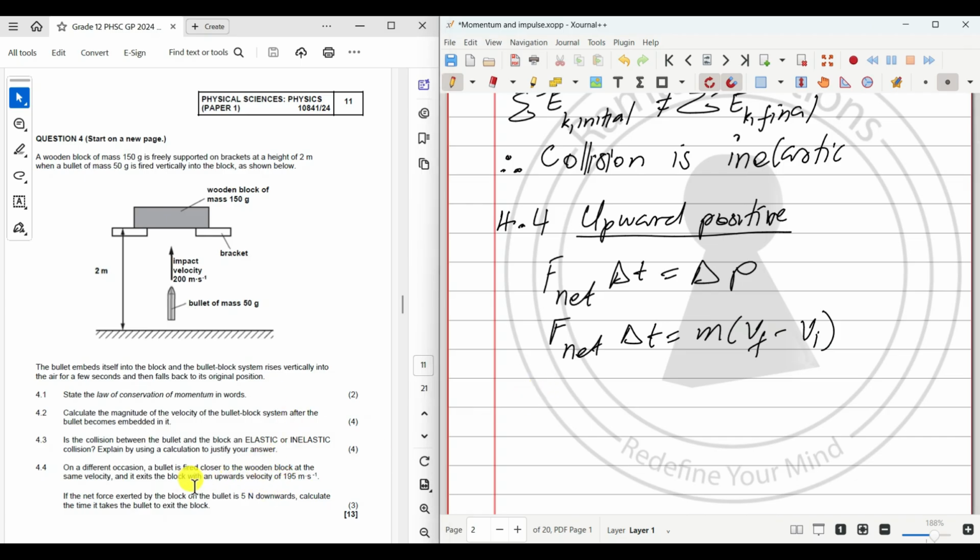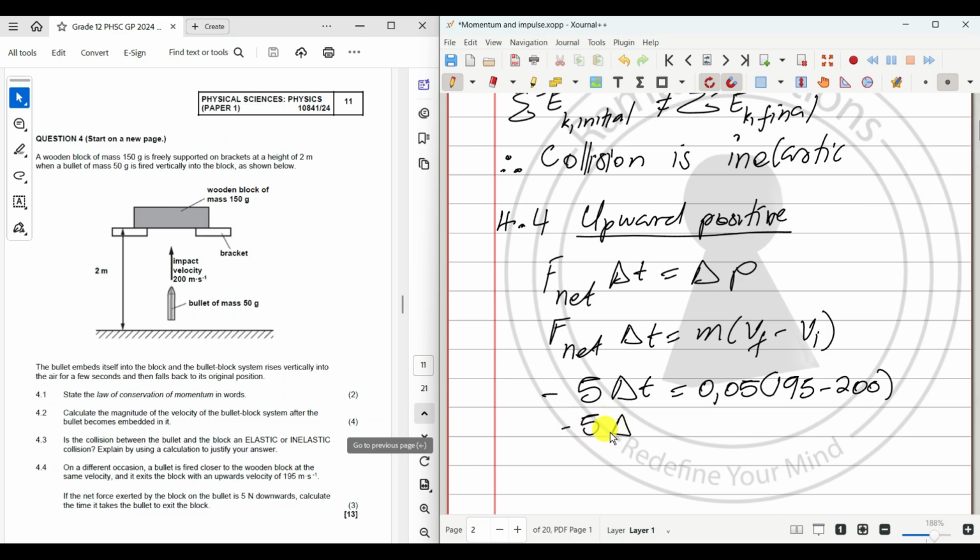Okay, so let's read this question. It says it exits with an upward velocity of 195, so it means it's positive, but the direction of the force, they said it's downwards, so it's going to be -5, and the time we do not know. What is the mass of the bullet? It was 0.05. What is the final velocity? It's 195 upwards, so it's going to be positive. The initial velocity was 200 meters per second upwards, right? Perfect.